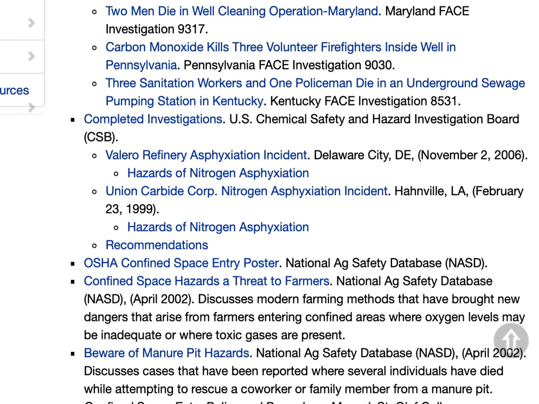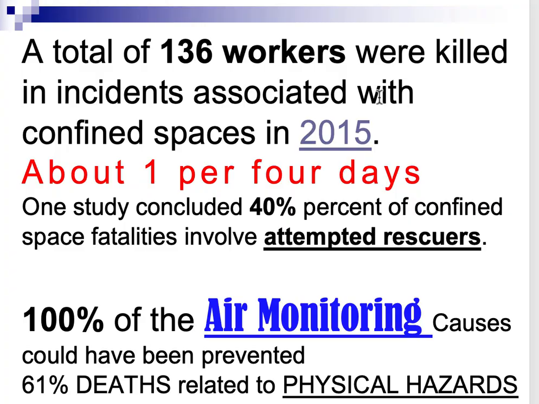And this is specifically because a total of 136 workers were killed in incidents associated with confined spaces in 2015. That's about one death every 4 days. One study concluded that 40% of confined space fatalities involved attempts to rescue somebody who had gone down inside of a confined space. 100% of the air monitoring causes could have been prevented by proper air monitoring, and 61% of the deaths related to physical hazards could have been prevented as well.